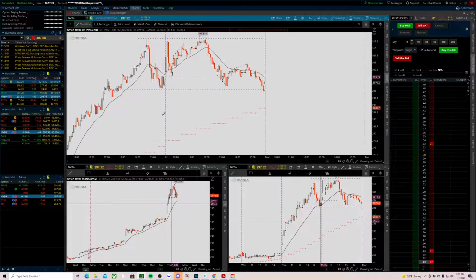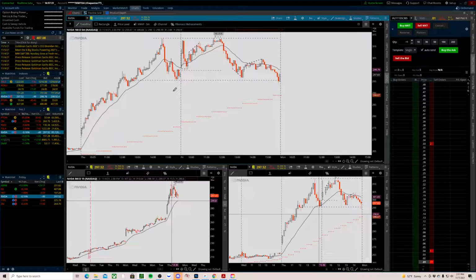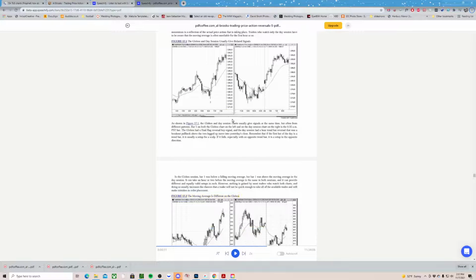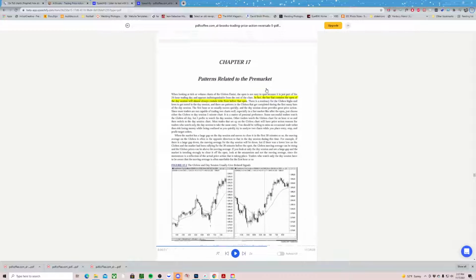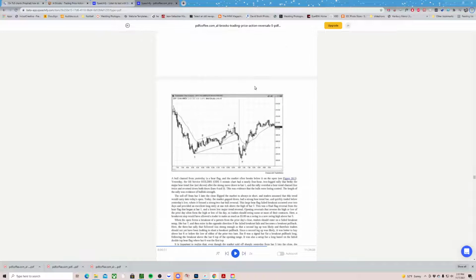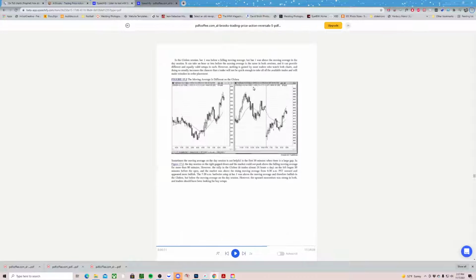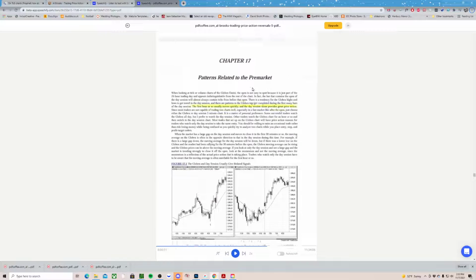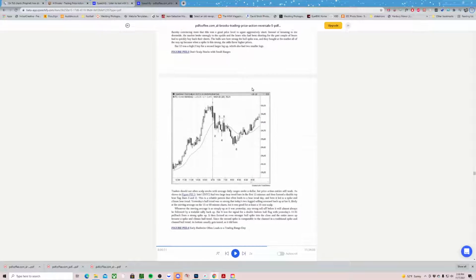Now, I remember when I was reading Al Brooks's book, he actually has this as an example in one of his patterns. Was it this one? Or was it the one I just opened? Oh, I can't remember. He talked about it somewhere. I saw it just a moment ago. It doesn't matter. Oh, here we go.